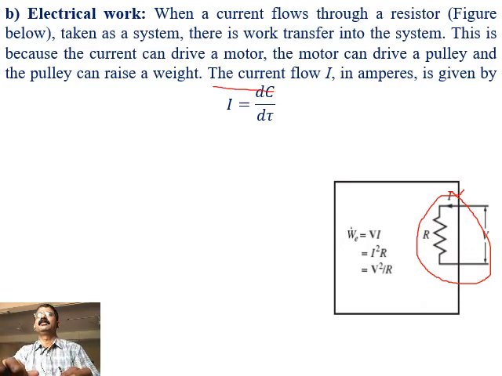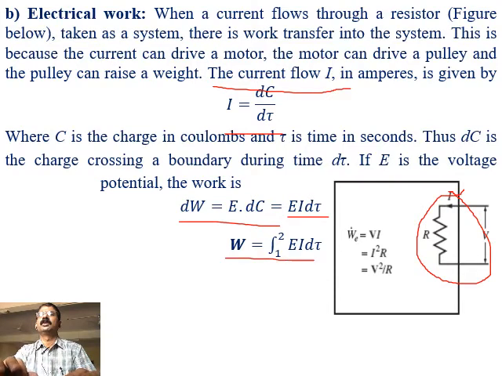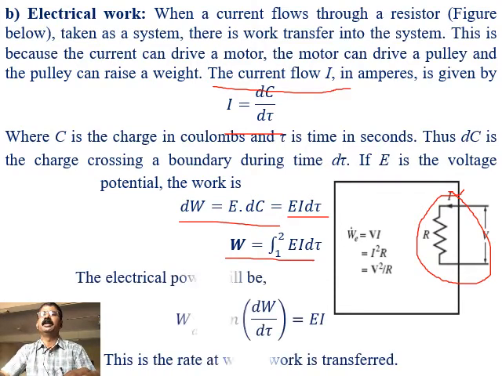Now the current flowing through the resistor is I ampere, which is given by I is equal to dC by d tau, the rate of flow of the charge, where C is the charge in coulombs and tau is the time in seconds. Thus dC is the charge crossing the boundary during time d tau. And if E is the voltage potential, then work done is equal to E into dC. So dC is nothing but I into d tau. If you want W, you have to integrate this expression between the limits 1 and 2. So W is equal to integration from 1 to 2 of E I d tau.